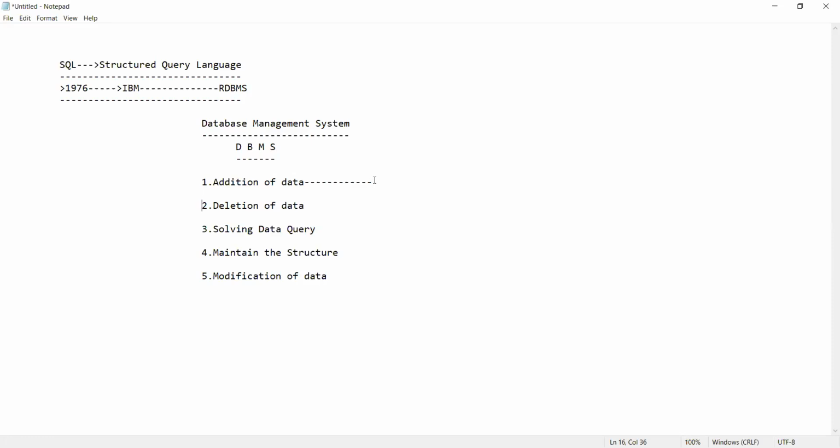So here the DBMS system is just similar to the HR manager of a company.